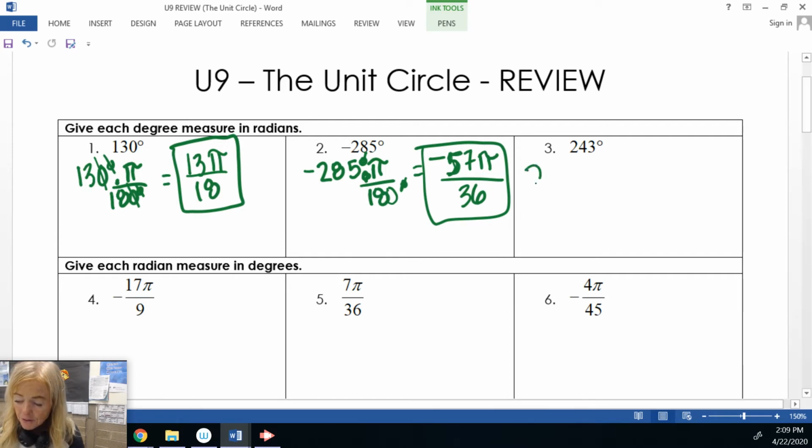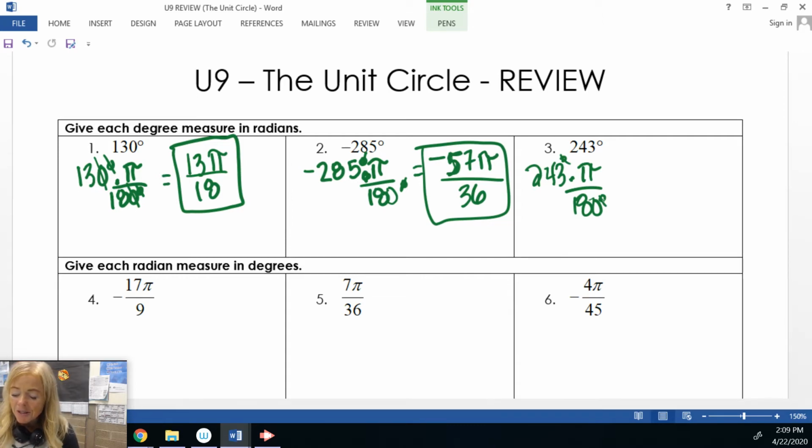All right, your next one, 243. Again, you multiply it by pi over 180. So your degrees divide out. Now 243, remember the little thing I taught you in class, if you add up all the digits, you know it's divisible by 3 if that number is divisible by 3. So 2 plus 4 is 6, and 6 plus 3 is 9. So we know that it is divisible by 9, since the digits add up to 9.